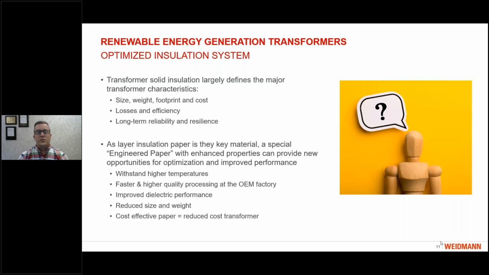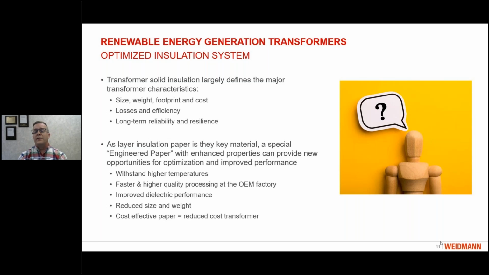The paper also defines heavily the losses and therefore the efficiency of these transformers. And ultimately the paper is the key thing that defines the long-term reliability and resilience of these transformers as well. So with the insulation paper being the key, if we had a so-called engineered paper solution that has enhanced properties, such a paper could provide some opportunities to optimize the performance of these kinds of units.